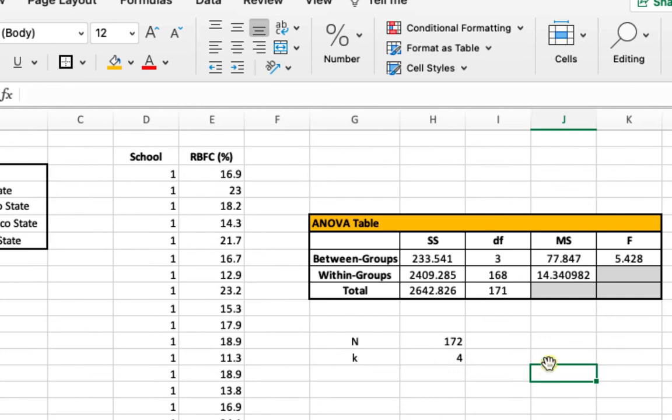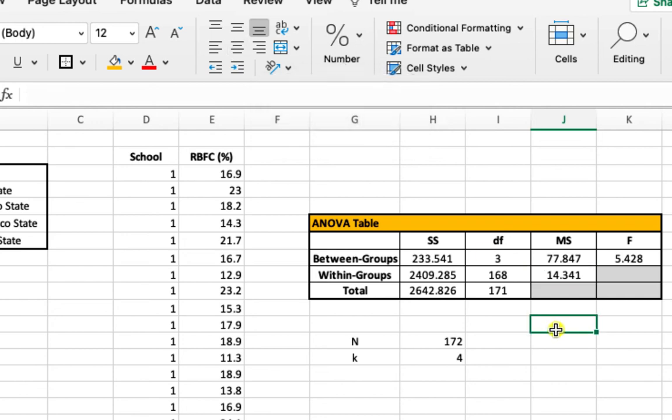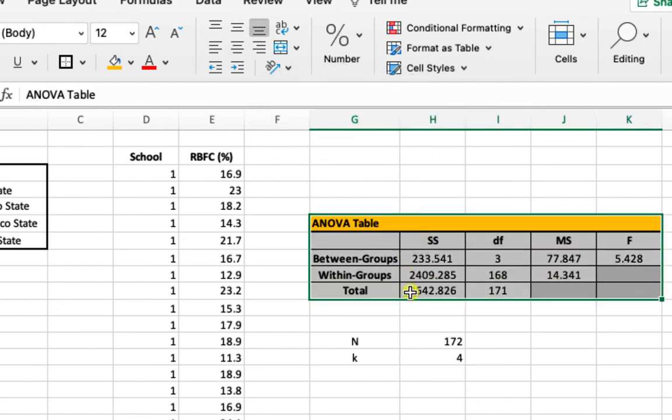And I'm going to change that to 3 decimal places, just so that we don't have a bunch of crowded numbers in the table. I'll do the same thing for that one too. Okay, so all you're going to do is copy and paste this table into your answer sheet, and you should be good to go for practice 1.